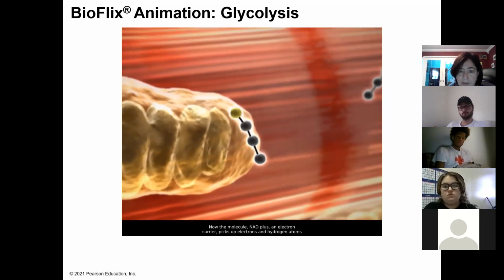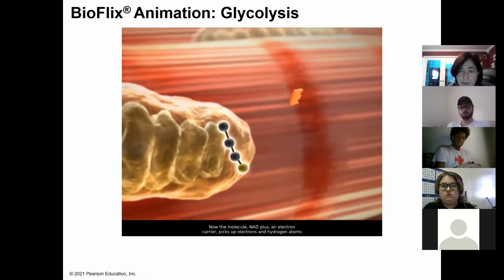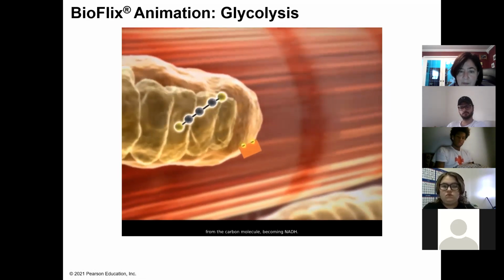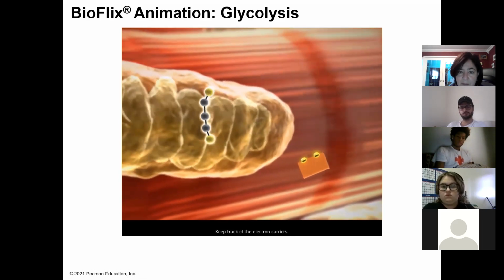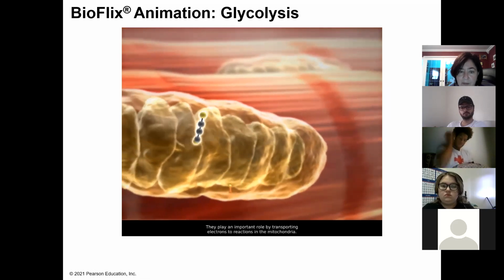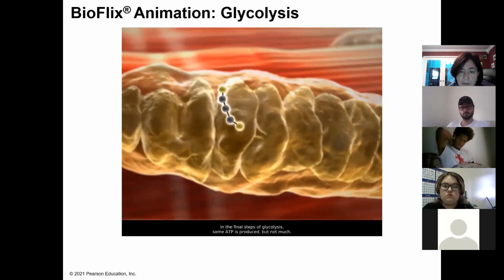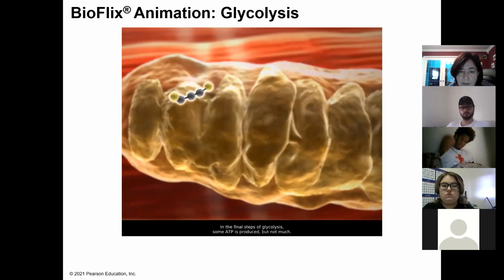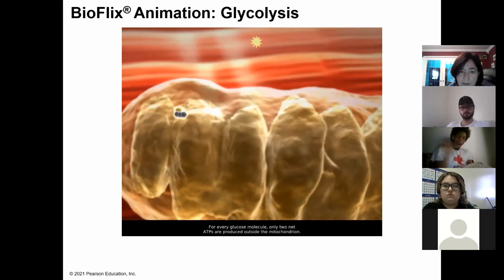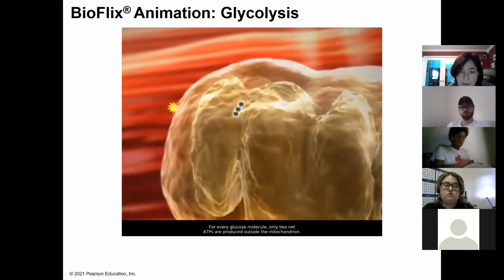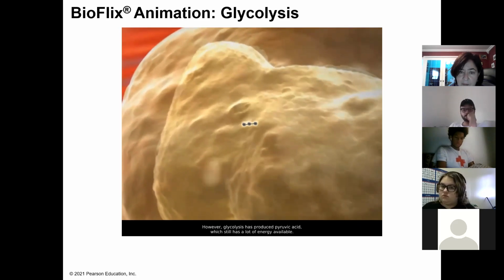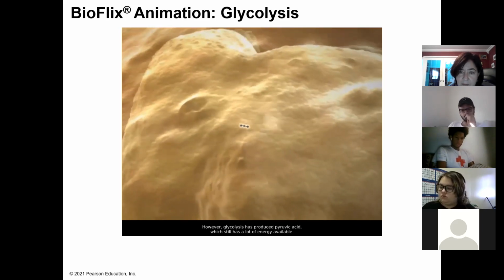Now, the molecule NAD+, an electron carrier, picks up electrons and hydrogen atoms from the carbon molecule, becoming NADH. Keep track of the electron carriers. They play an important role by transporting electrons to reactions in the mitochondria. In the final steps of glycolysis, some ATP is produced, but not much. For every glucose molecule, only two net ATPs are produced outside the mitochondrion. However, glycolysis has produced pyruvic acid, which still has a lot of energy available.